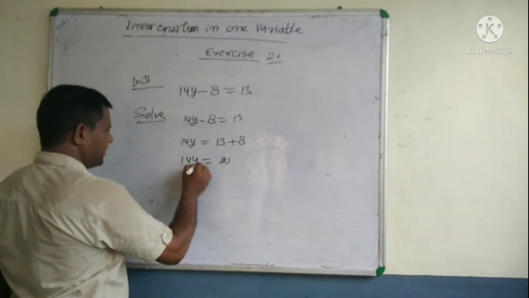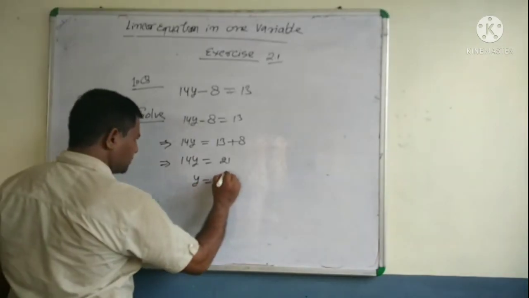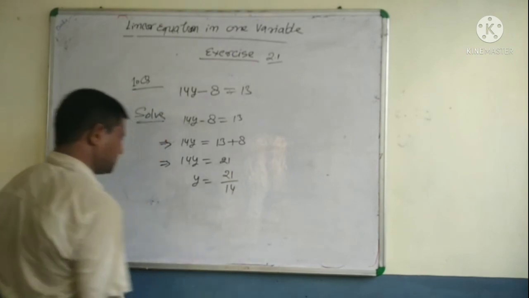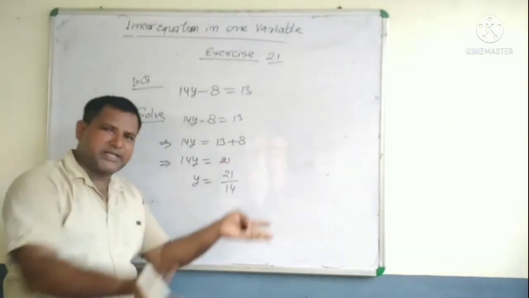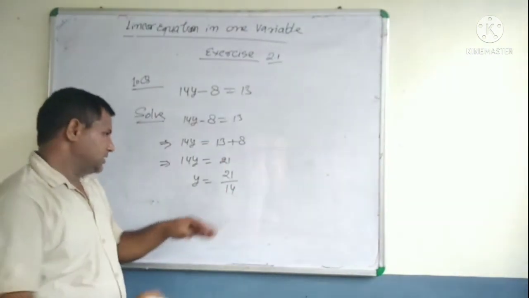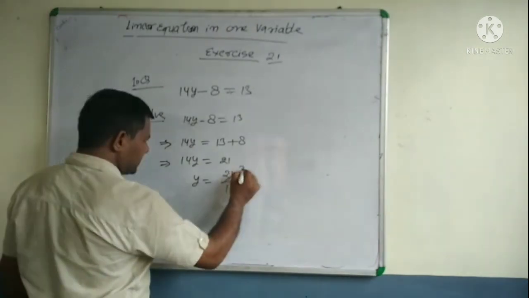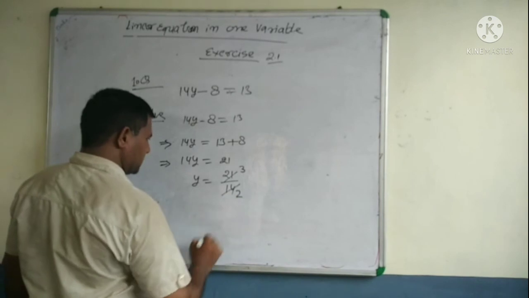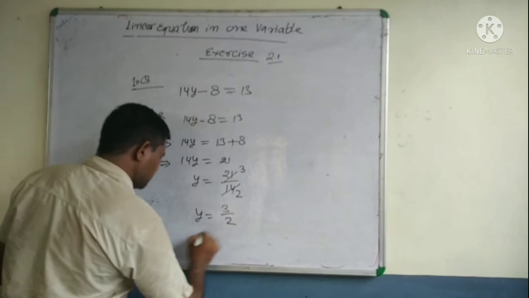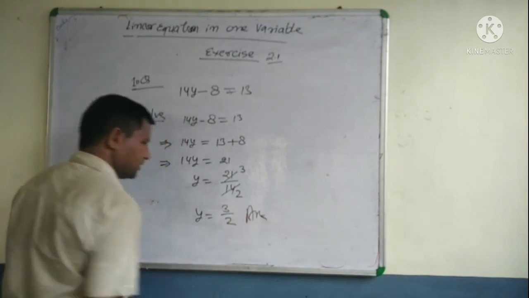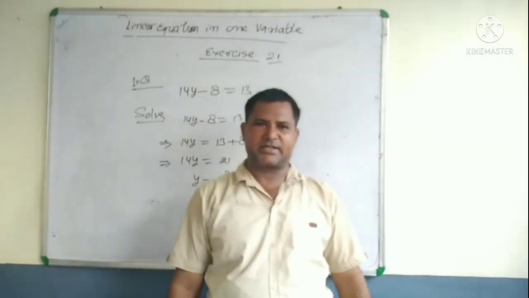Here 14y equal to 21, and then y equal to 21 divided by 14. We know that when a multiplication sign is transferred to the right side, it becomes division. So we divide by the number 7. 7 into 21 and 7 into 14. So y equal to 3/2. It is the answer. In this way, you can solve all the questions in this exercise.